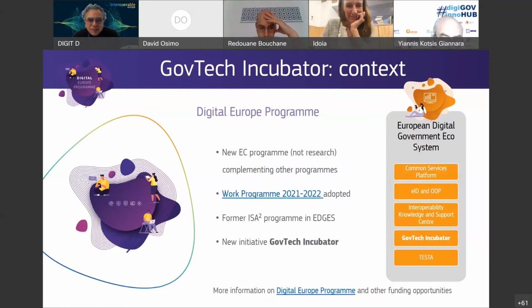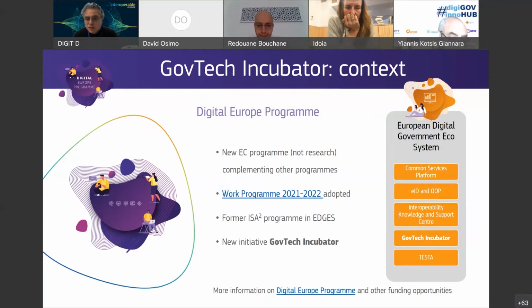So we are part of the Digital Europe program. For those who are not familiar, this is a new European Commission program which comes in complement. You are familiar with Horizon 2020, now Horizon Europe. The GovTech Incubator is part of the work program 2021-2022 that was adopted last autumn. I am also from the Directorate General for Informatics, which was the former ISA Square program. This has moved to the current framework of financing for the European Commission, to the Digital Europe program, and we are part of this European digital government ecosystem.